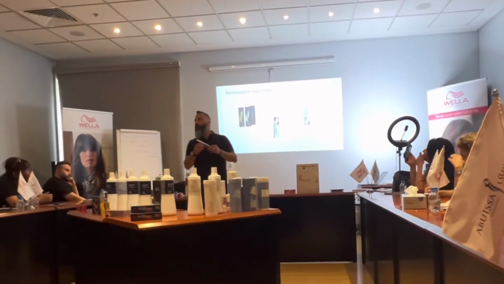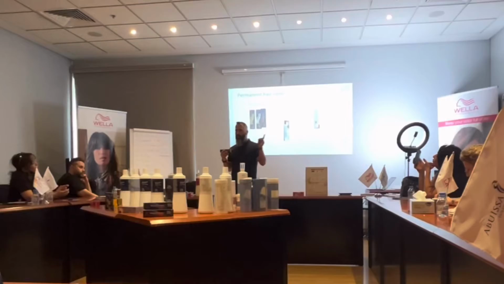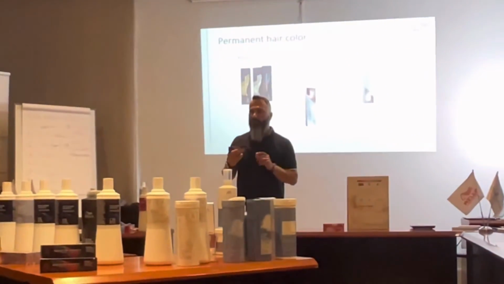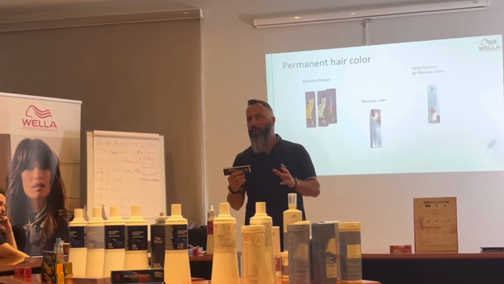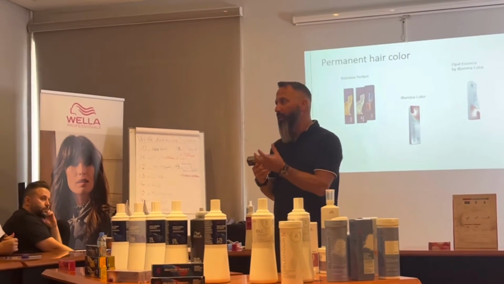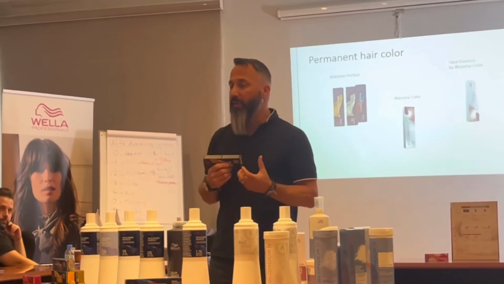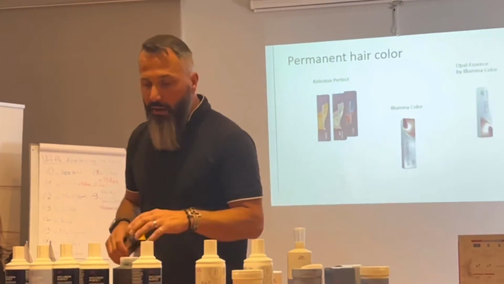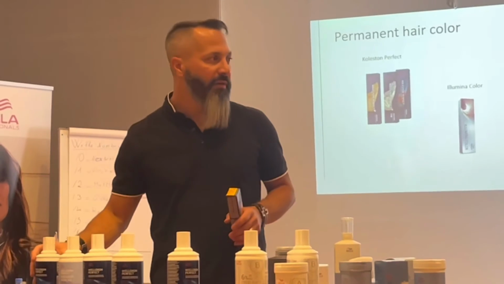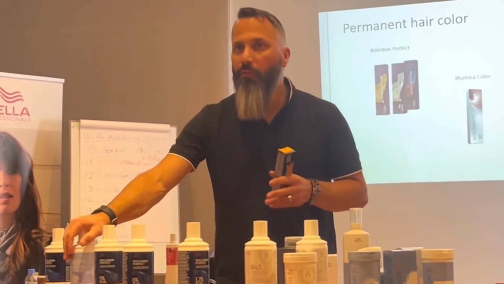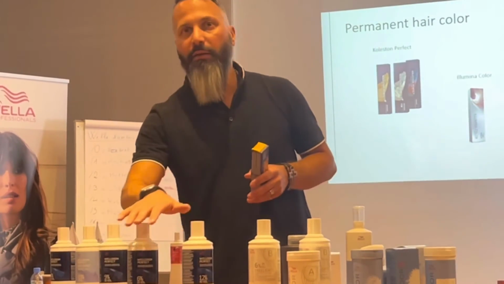Mixing ratio is 1:1, 1 part of color, 1 part of developer, and timing is 30 to 40 minutes, depending on the gray hair, straight, stubborn, or thin gray hair. We have different types of developer. We have 1.9%, 4%, 6%, 9%, and 12%.